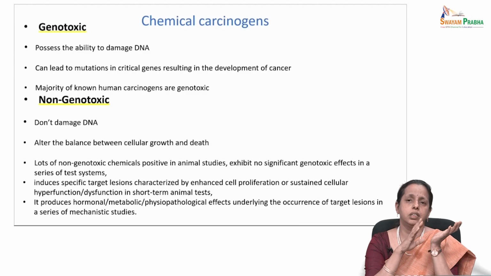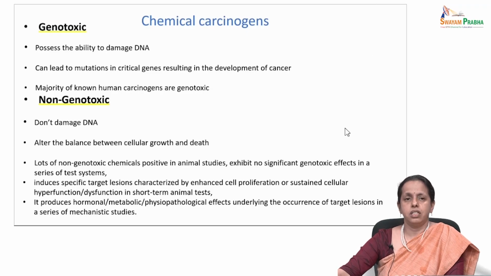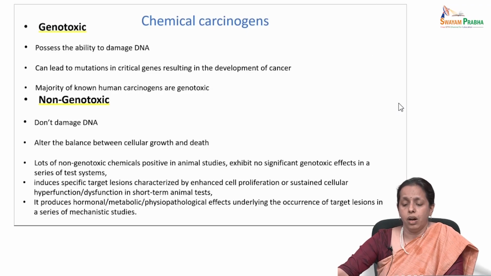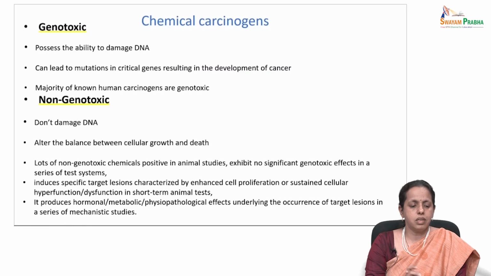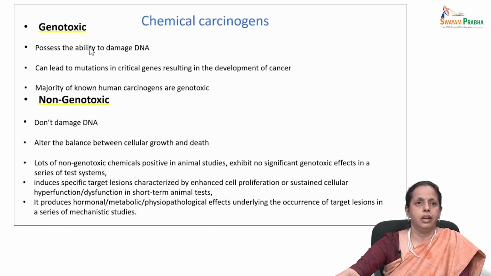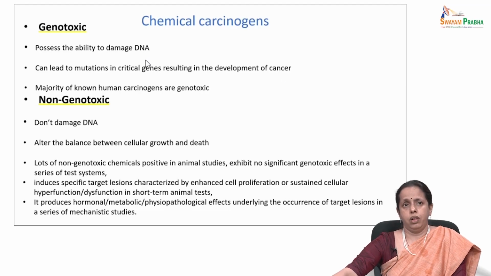Some people even categorize chemical carcinogens according to their function and mechanisms of action, and also according to their effect on DNA, as genotoxic and non-genotoxic, such as mitogenic and cytogenic. The properties of genotoxic carcinogens are that they possess the ability to damage DNA. They can lead to mutations in critical genes, which results in the development of cancer. We have discussed how proto-oncogenes get activated to oncogenes, how the different cell cycle genes are altered, and how gene sequence alteration leads to the development and progression of cancer.